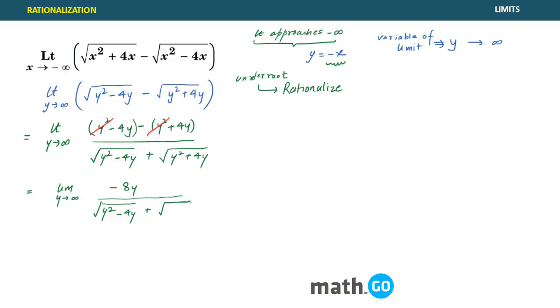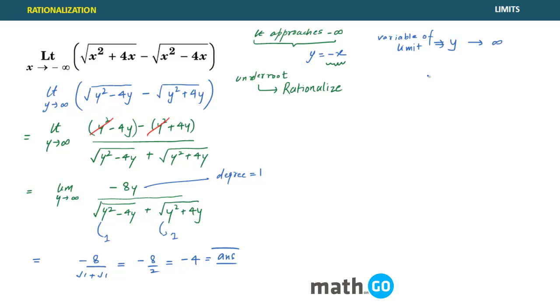Now it again becomes a very simplified problem as we did just earlier. So the degree of the numerator here is 1. Right? And what is the degree in the denominator? Y square under root, this is 1, and this is y square under root, this is 1, their coefficient is both 1. So the answer finally is minus 8 divided by under root 1 plus under root 1, which is nothing but minus 8 by 2. Answer comes out to be minus 4. This is the answer we are looking for.